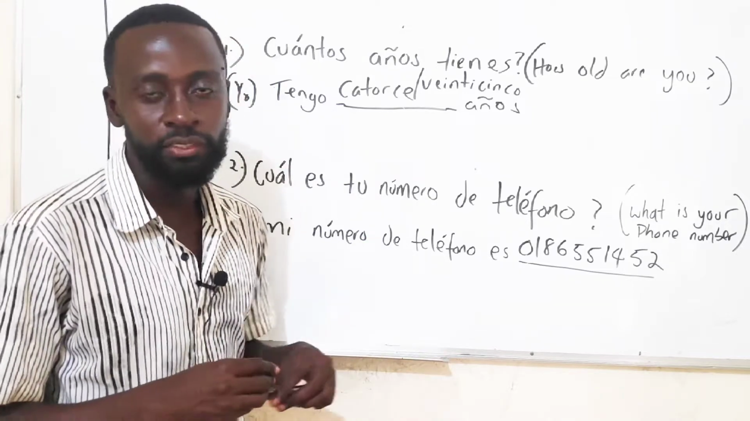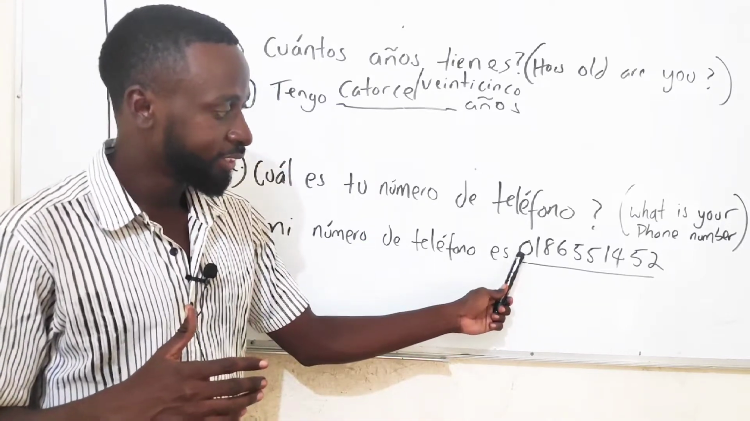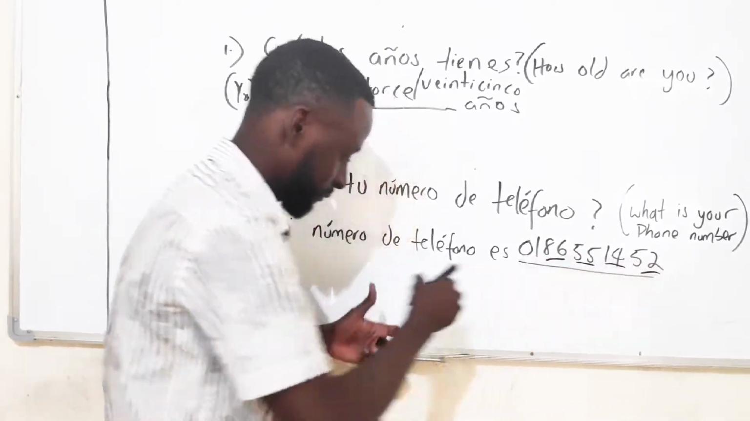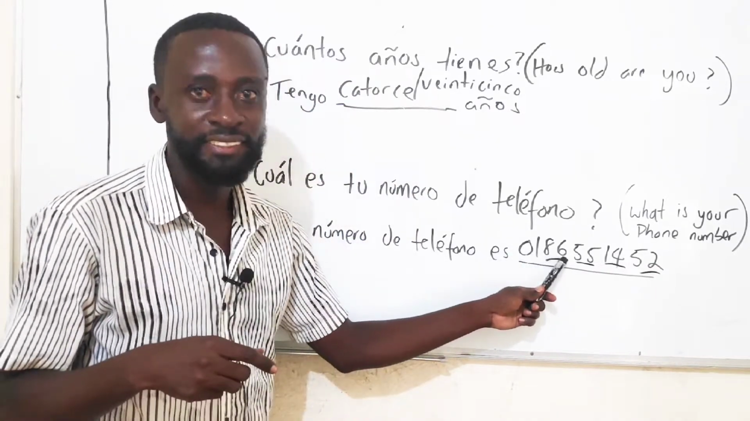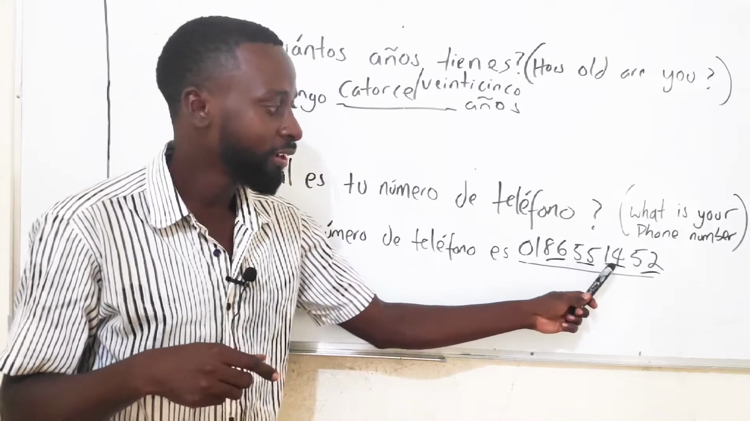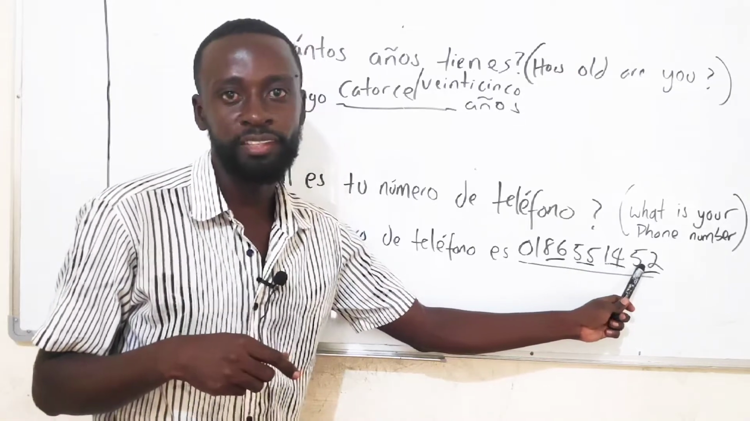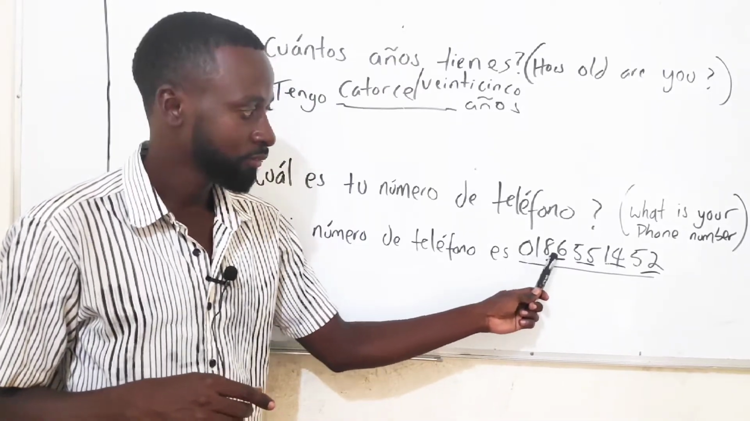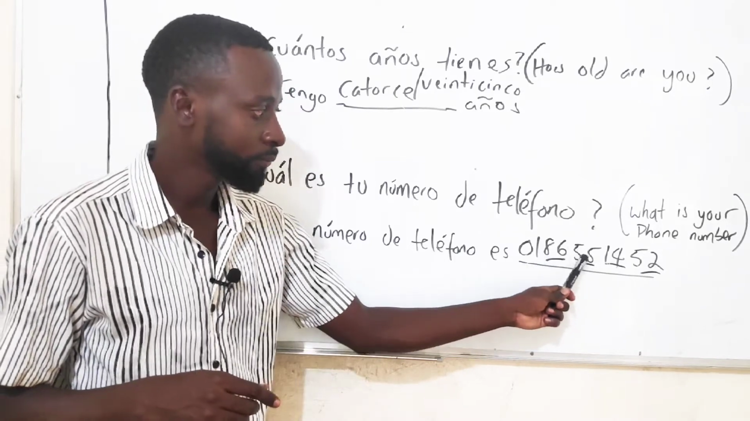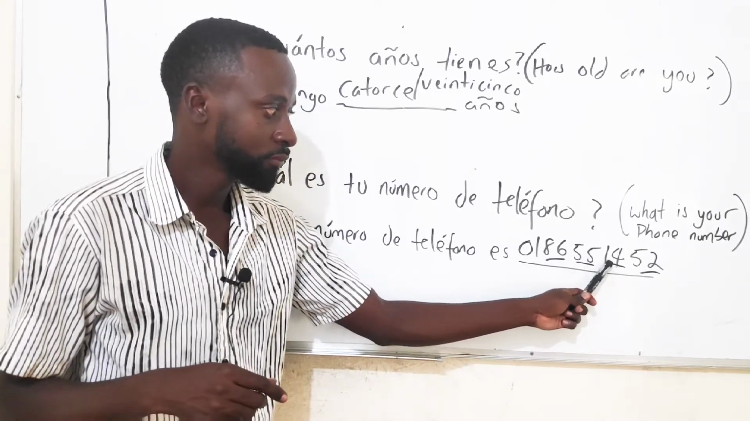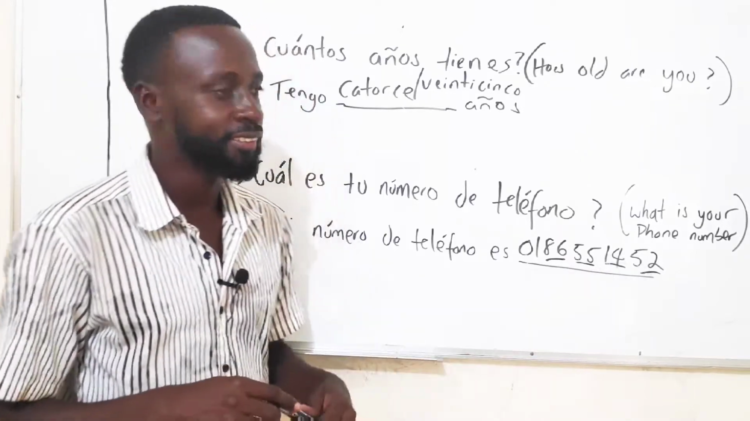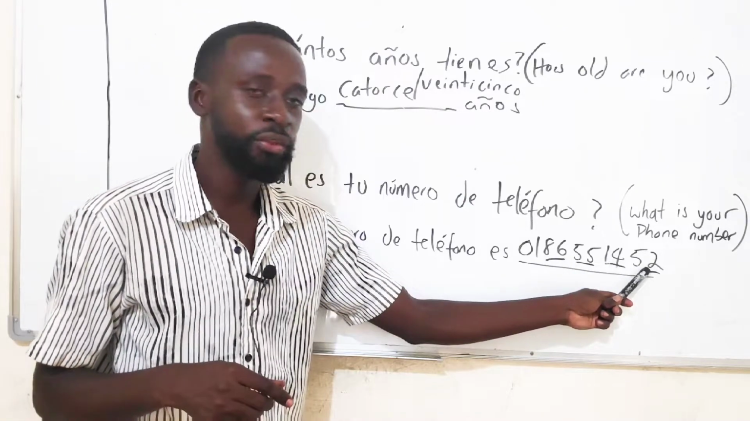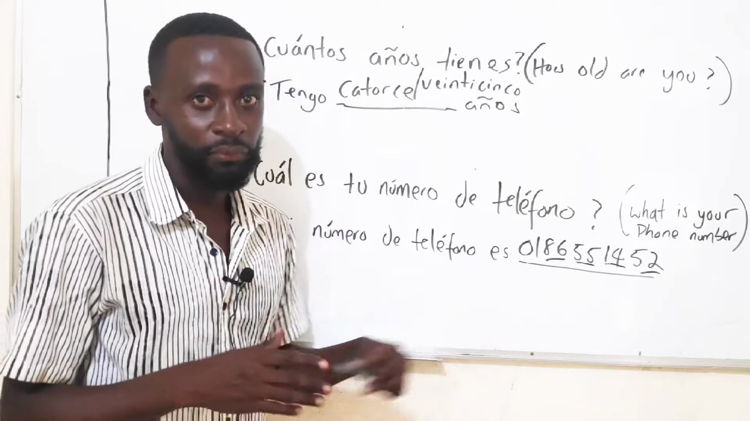Let's read it again, but in twos. 0, 1, 86, 55, 14, y 52. Now try yourself one more time. Yes, that is it. 0, 1, 86, 55, 14, 52. Now, 0 is cero. Okay.